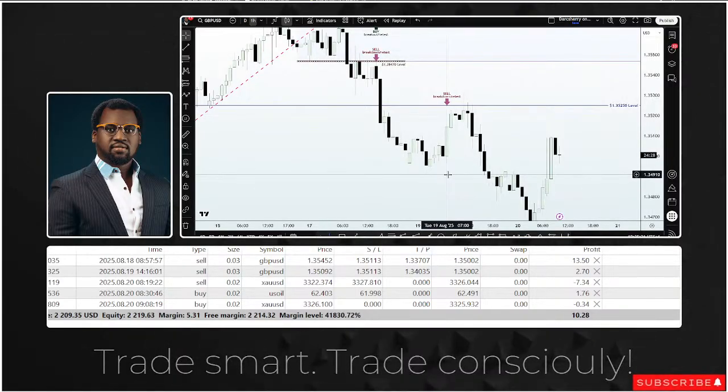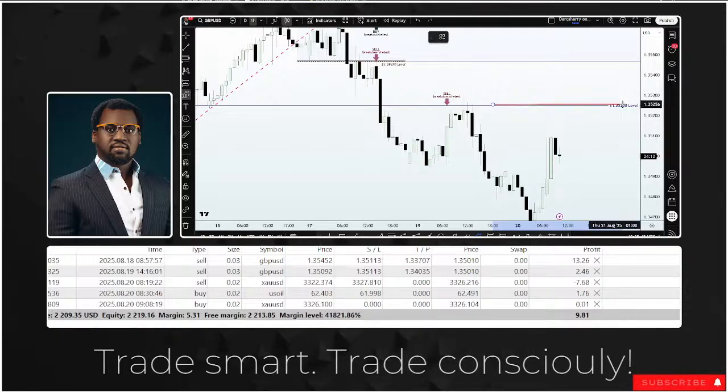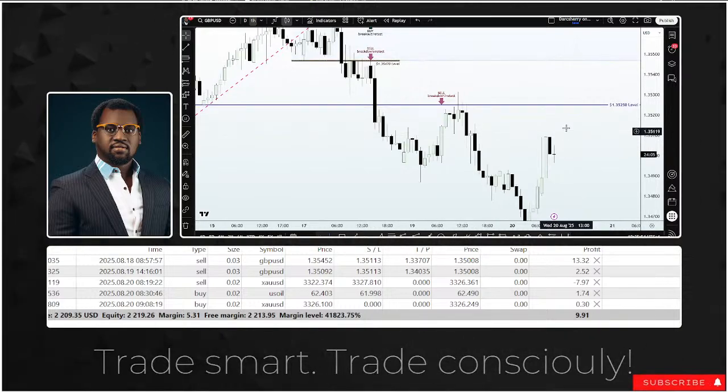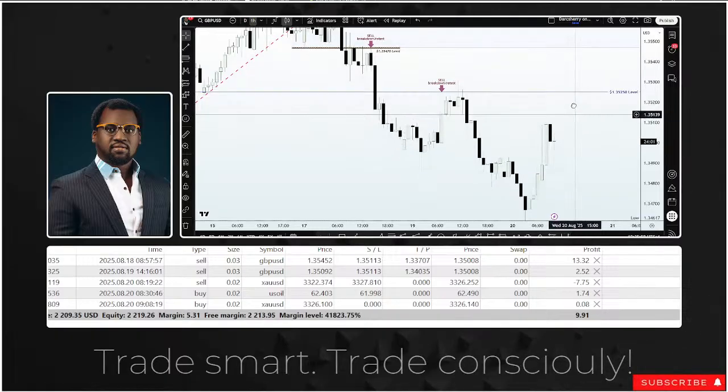So all we want to be doing right now is to move all stop losses accordingly to secure some profit as we continue to monitor price action. And for me, I already moved my stop loss to somewhere around the 1.35113, just right below this particular area here. So I moved my stop loss there, and let's see how the market is going to play out from here.